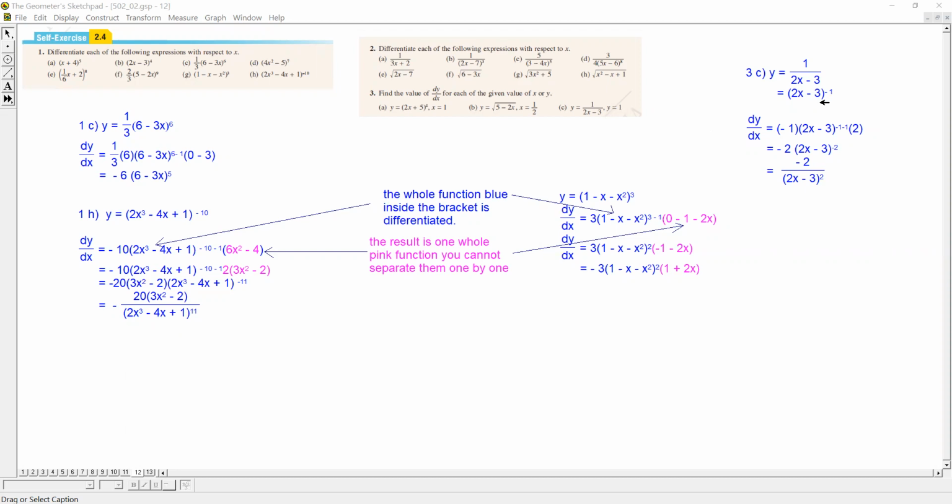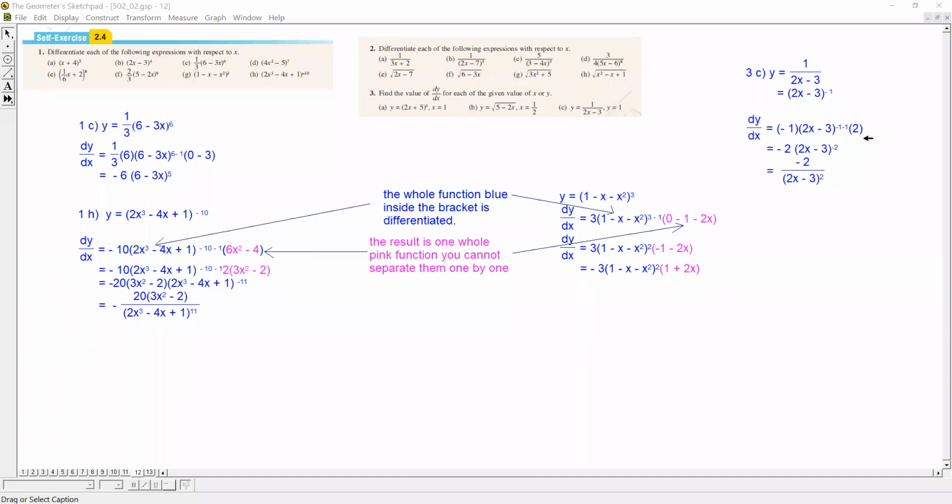When you want to differentiate the composite function, the first step, you differentiate the bracket. You bring down the negative 1, then negative 1 minus 1, and whatever is inside the bracket you copy back here. Bring down the index, the bracket remains the same, but the index is less by 1. Now the second part, differentiate the function inside the bracket. 2x becomes 2, negative 3 becomes 0, so you can ignore the 0 and just write down 2.